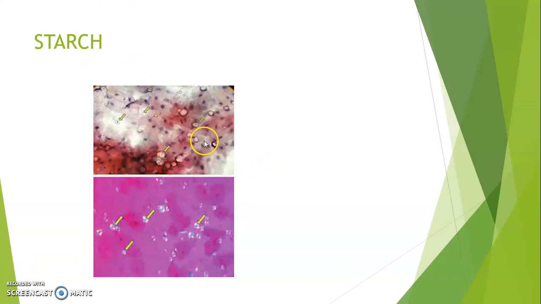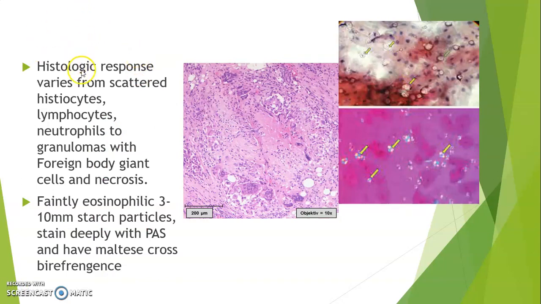Next, reaction to physical and chemical agents used during procedures. First is starch, which is present in glove powder. The histologic response varies from scattered histiocytes, lymphocytes, and neutrophils to granuloma formation. Foreign body giant cell granulomas with necrosis can be seen. These are the giant cells. This is the granuloma.